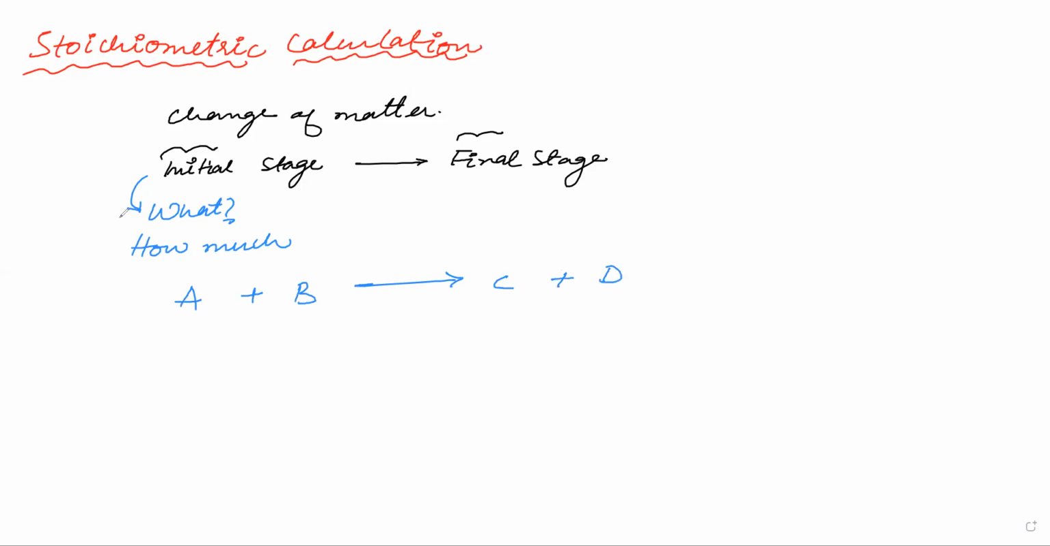Now, we have learned about what. For example, we have learned that it can be some solution. It can also be some elements. It can be molecules. It can be compounds. But how much? We have also learned that. For example, how many moles? What is the molarity? And what will be the atomic mass of these initial stage things? These initial stage things, we call reactants. And these are known as products.